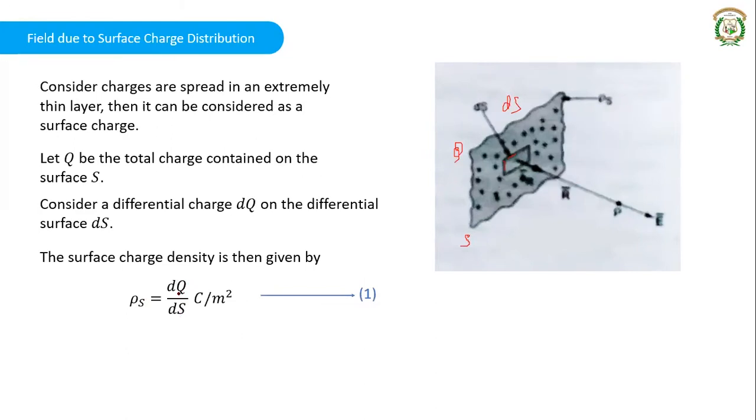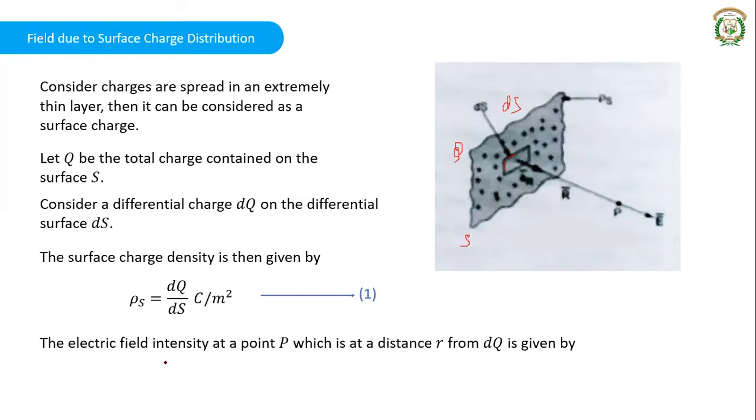Here the charge is dq, and the surface area is ds. The unit for surface charge density is coulombs per meter square, because it is charge divided by area. Charge unit is coulomb, area unit is square meters, so the unit is coulombs per meter square. So this is the surface charge density of this particular surface charge distribution.